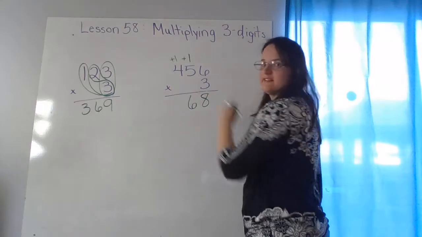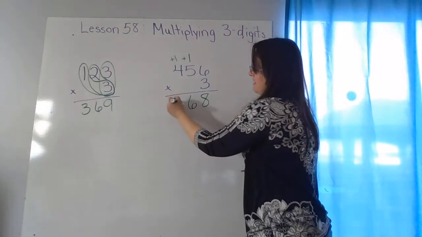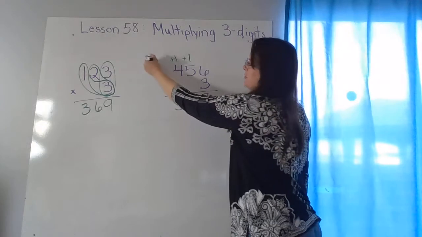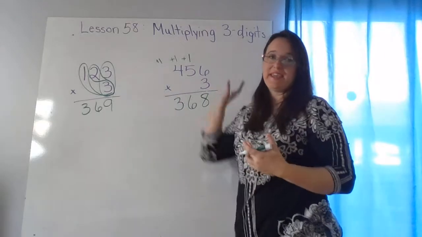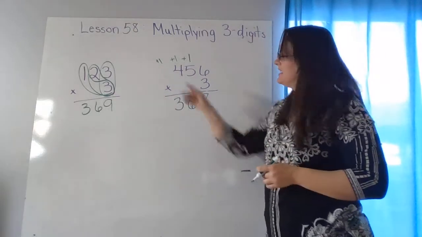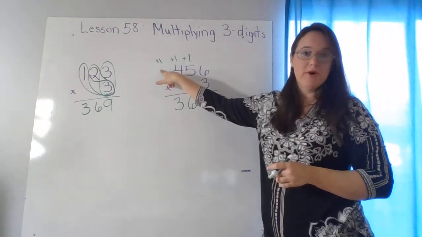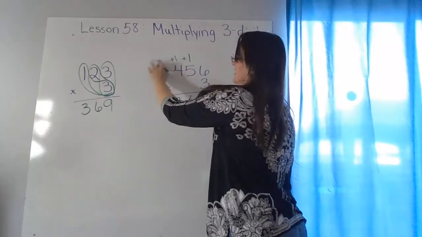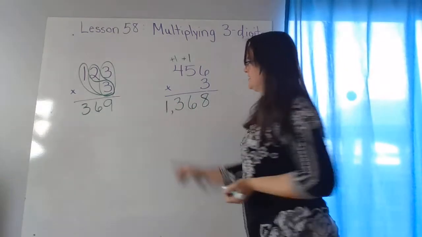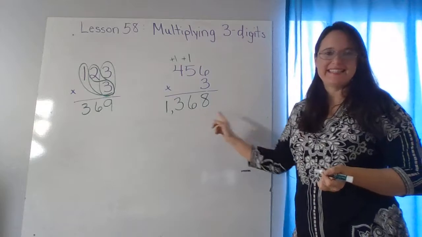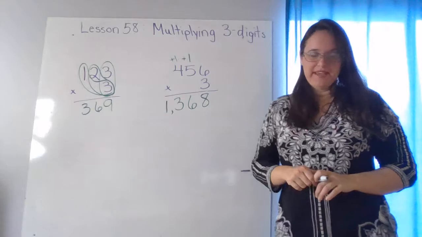Then 3 times 4 is 12, plus 1 gives me 13, and now I could put my plus 1 over here, because really technically that's what we're doing. We're carrying it over to the thousands place. However, since I know that there's nothing more for me to multiply, this 1 just goes there in front of the 3. So now my answer is 1,368. Okay, that's how you do it.